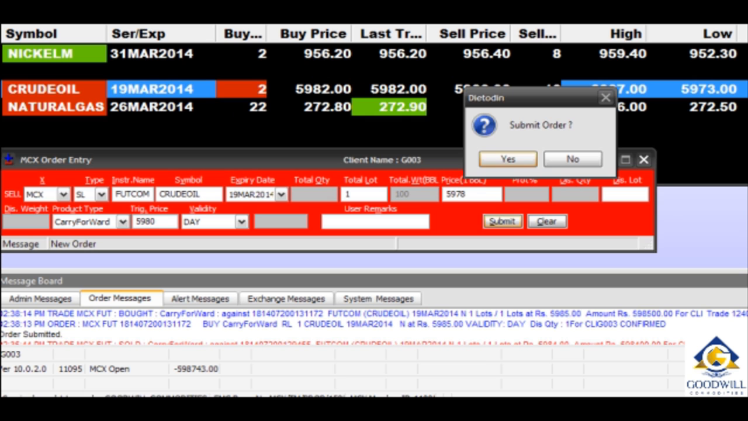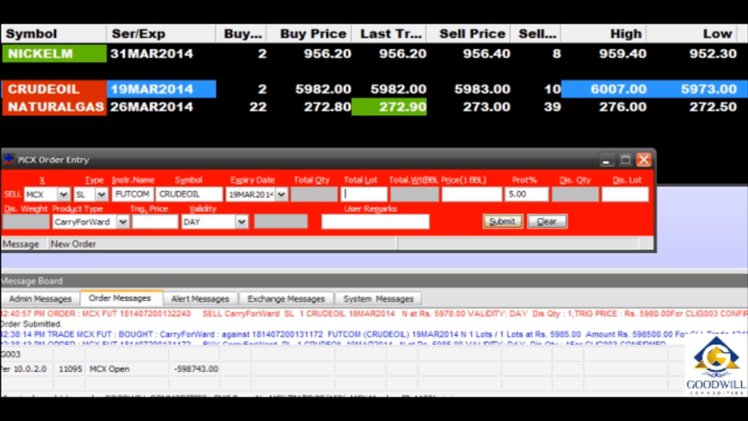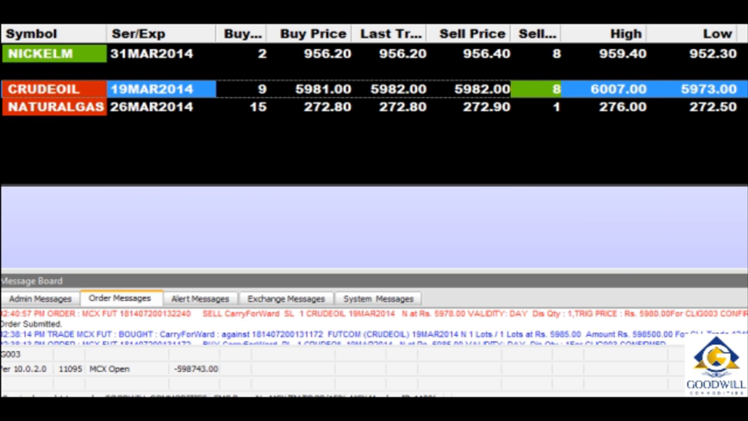Now let us see how this is happening. So my order got placed here. Once the price enters 5980, immediately my order will be triggered. The price range is from 5980 till 5978. Why are we setting this condition?